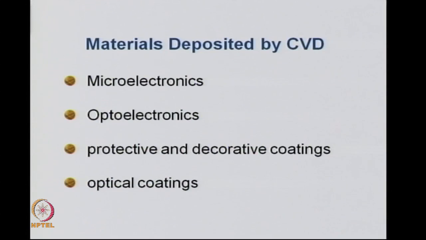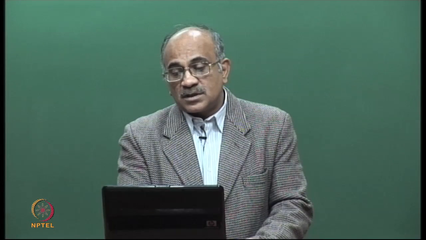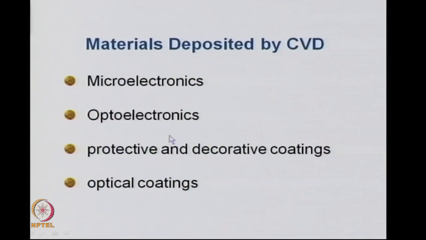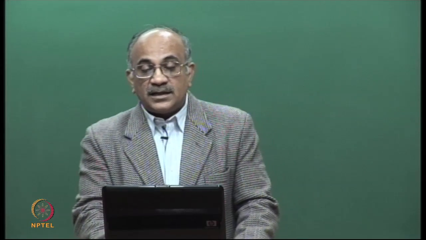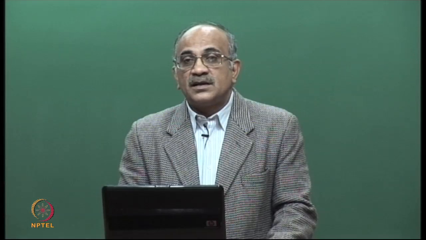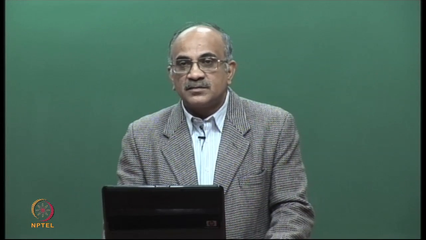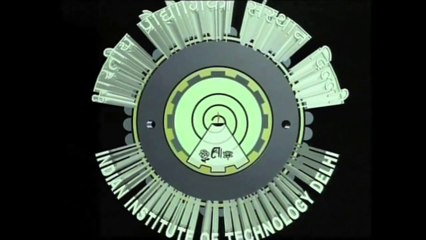Now, the types of materials normally deposited by CVD techniques have applications in several areas of technology. Microelectronics is one of the most important areas where CVD techniques are used, as well as optoelectronics, protective and decorative coatings, and optical coatings. All of them, some time or the other, use CVD processes to make films which act as components or devices in many of these applications. And with this, I come to an end of lecture 5, and we will be continuing our discussion about various methods of deposition of films, nanostructured films by different methods in the coming lectures. Thank you very much.